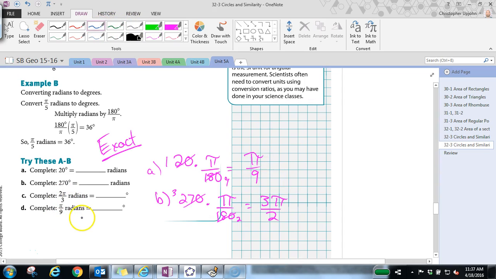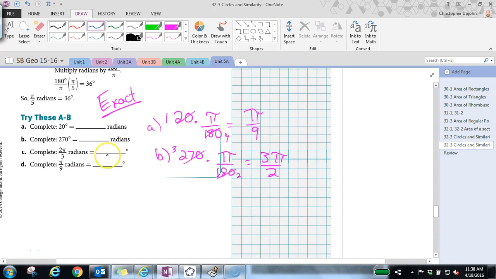When we look at our radian answers, which are already fractions, we multiply by 180 over pi. The pi cancel out, and that's what we want. The denominators also cancel out. 3 goes into 180 60 times. So 1 times 60 is 60 degrees.